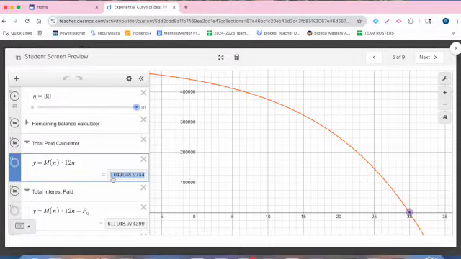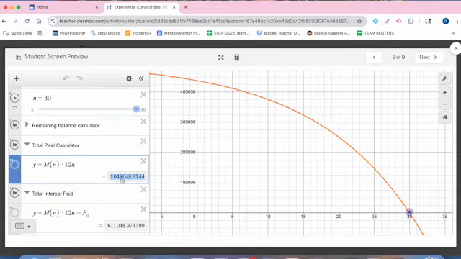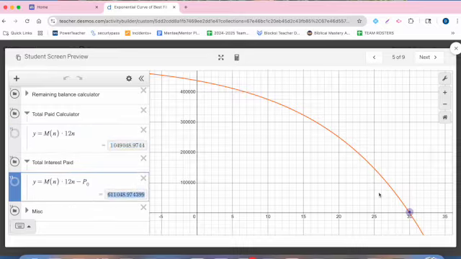That's over $1 million. The house was $438,000. You're paying more than double of what it was worth. And that extra money is all interest. You can see here that in total, after the 30 years, you will have paid the bank $611,000 in interest. And why is that?